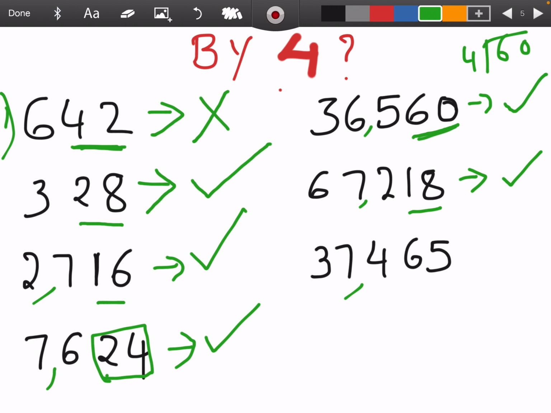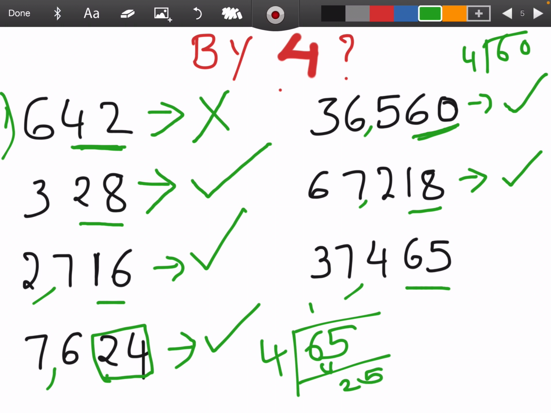The next number is 37,465. The last two digits are 65. And when you divide 65 by 4, 4 times 1 is 4, and 4 times 6 is 24. You can see that there is a remainder of 1. So 65 cannot be divided by 4. So 37,465 is not divisible by 4.